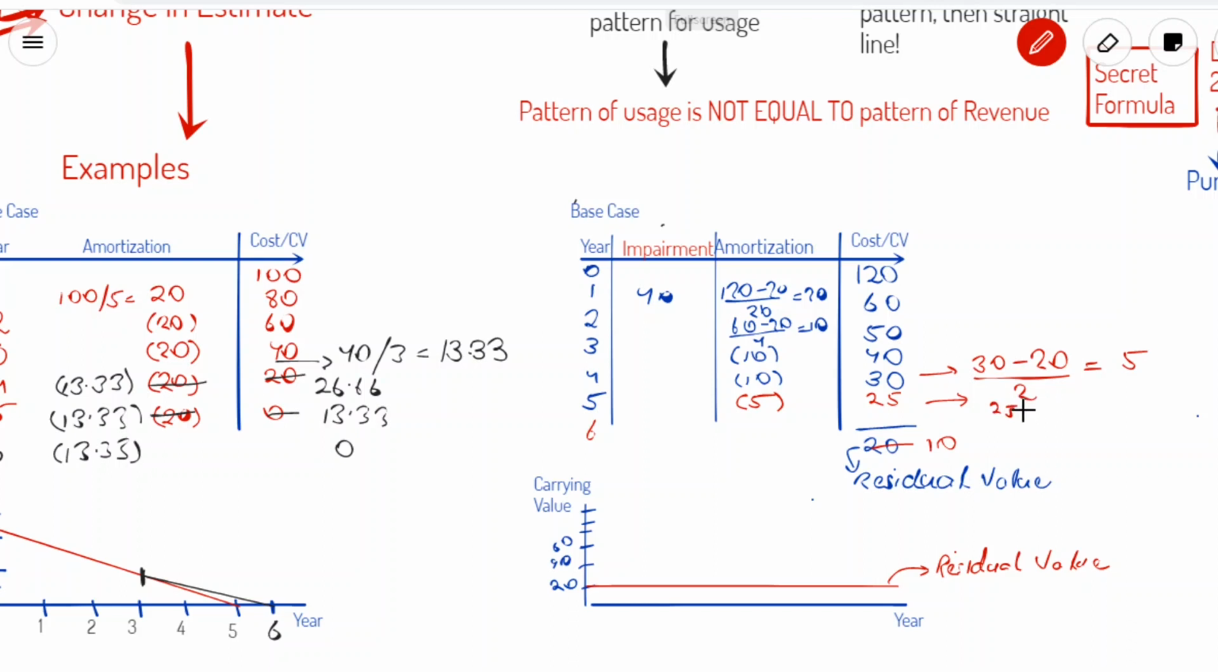And therefore, the amortization would be the carrying value, which is $25, less the residual value, which is now $10, divided by the remaining useful life, which is now just 1 year, which means the amortization for the last year would be $15. So that's how we keep updating our amortization and the useful lives as a change in estimate, and we do it prospectively.